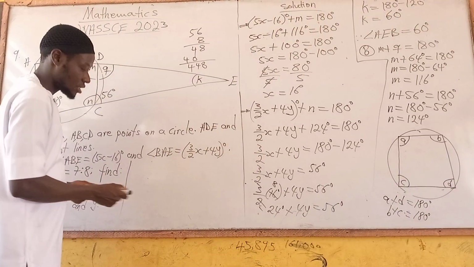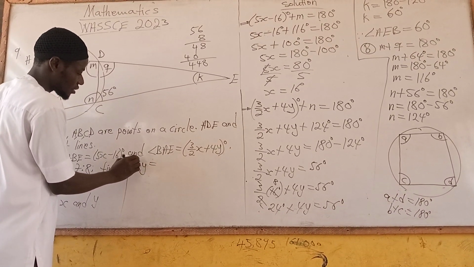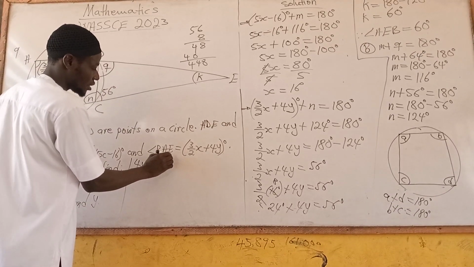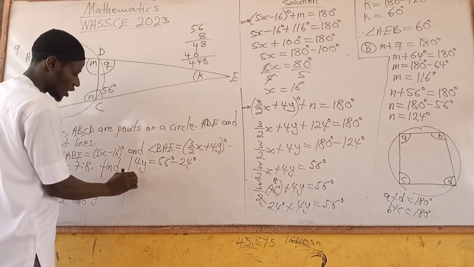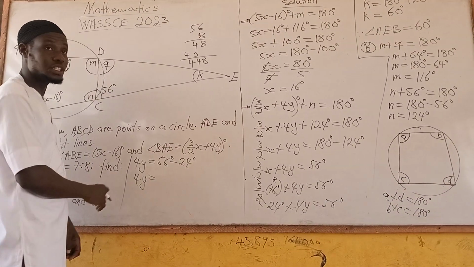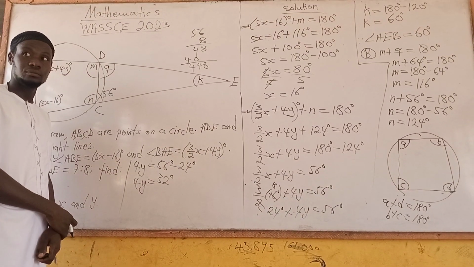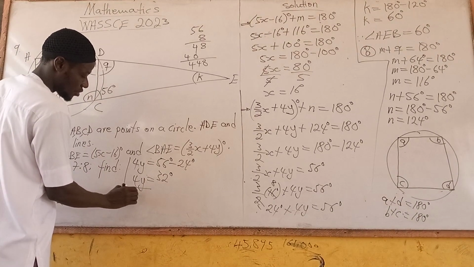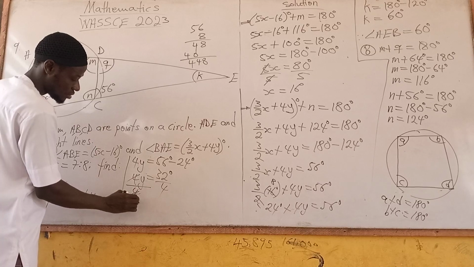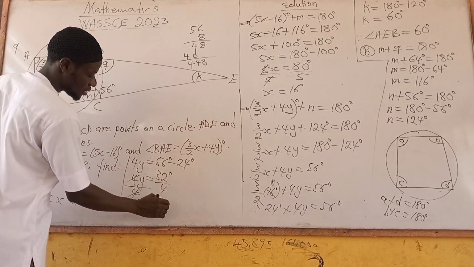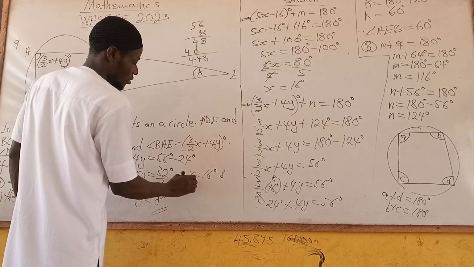You group your like terms. So 4y is equal to 56 degrees minus 24 degrees, which will give you 32 degrees. So divide by 4, the 4 will cancel 4, leaving your y to be 8 degrees. So therefore our x is equal to 16 degrees and our y is equal to 8 degrees.